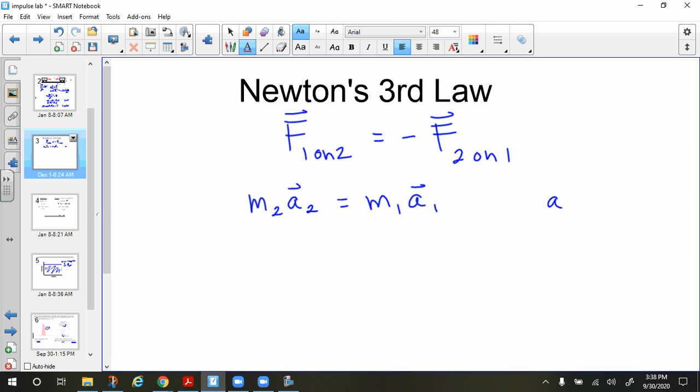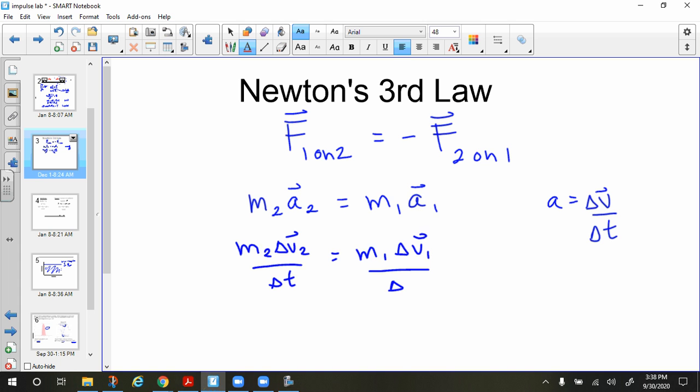And once again, our acceleration is equal to our change in velocity over change in time, and I'm just going to leave it like that instead of v final minus v initial. So I'm going to plug that in for both of those. We get mass 2 times change in velocity of 2 over delta t equals mass 1 times change in velocity of 1 over delta t. And then you can see that our delta t's are going to cancel out. So we get mass 2 times change in velocity of 2 equals mass 1 times change in velocity of 1.